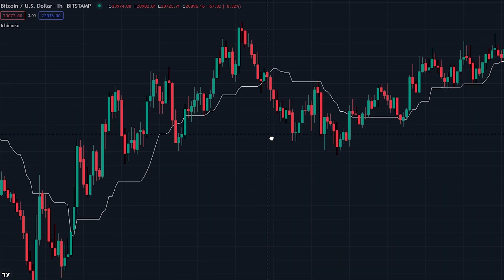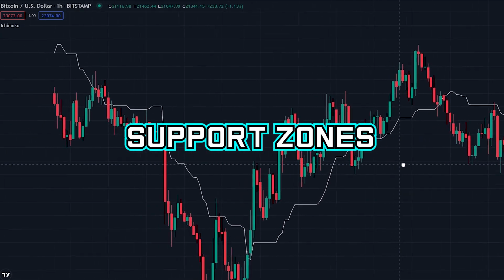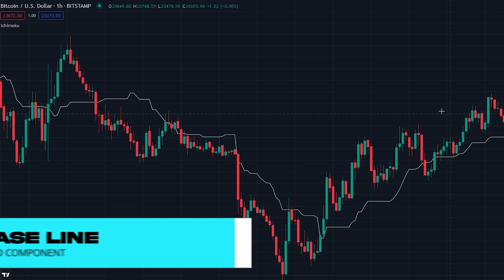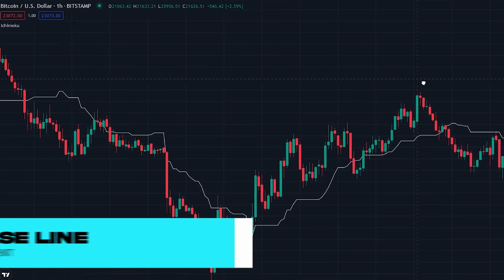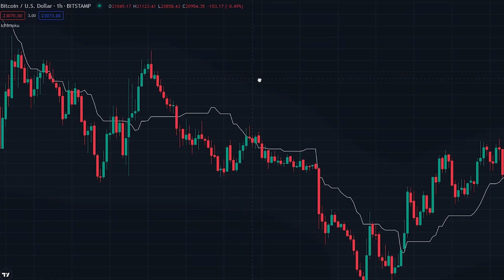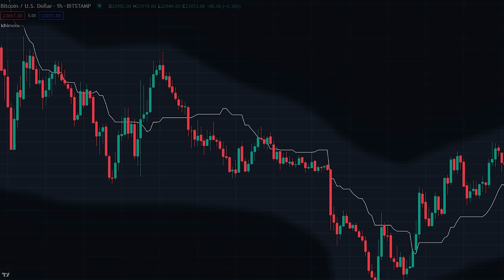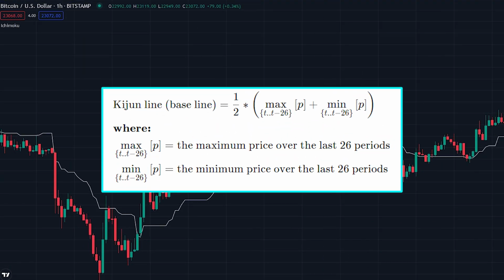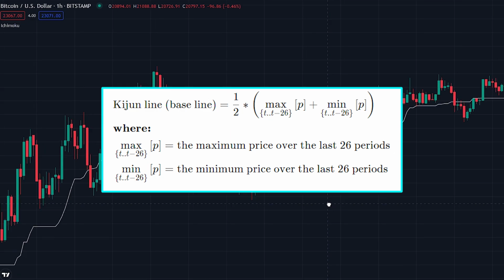A component to spot midterm trends, support zones, resistance zones, and market momentum is the baseline. The baseline is very similar to the conversion line. However, as you can see here, instead of showing short-term price momentum, it shows longer, medium-term price momentum. This is because the baseline plots the midpoint price of the highs and lows over the last 26 periods.